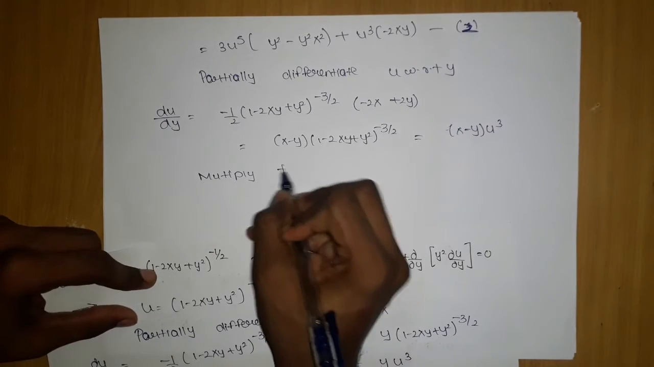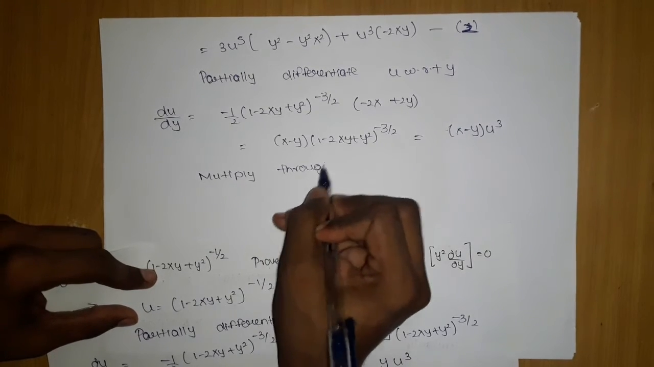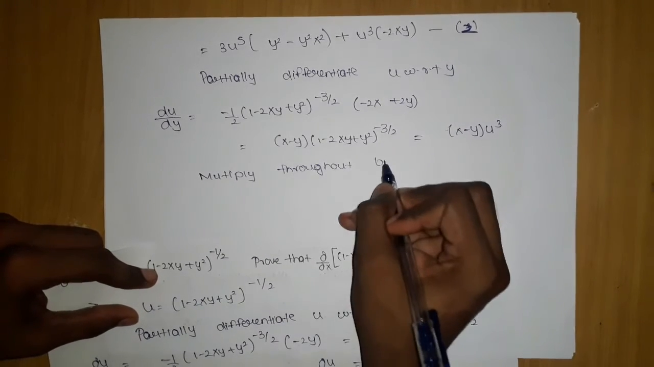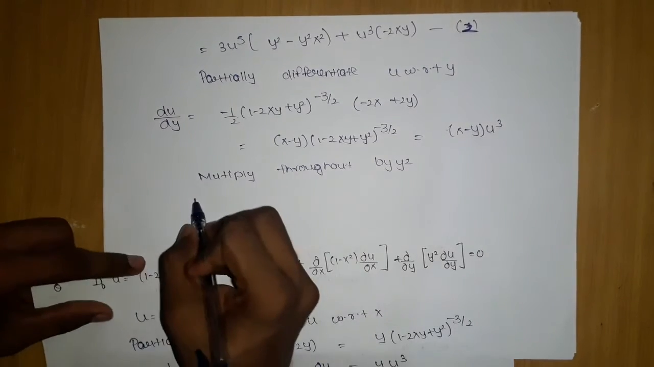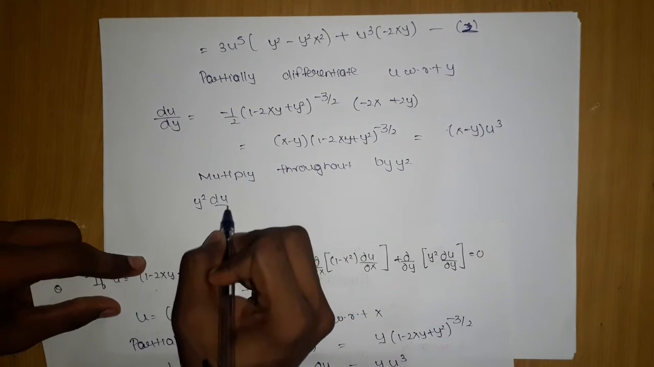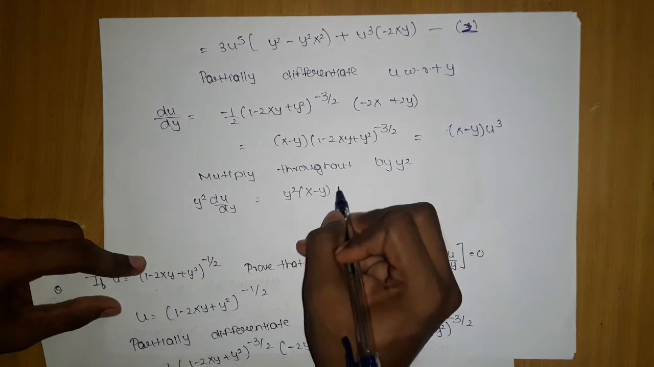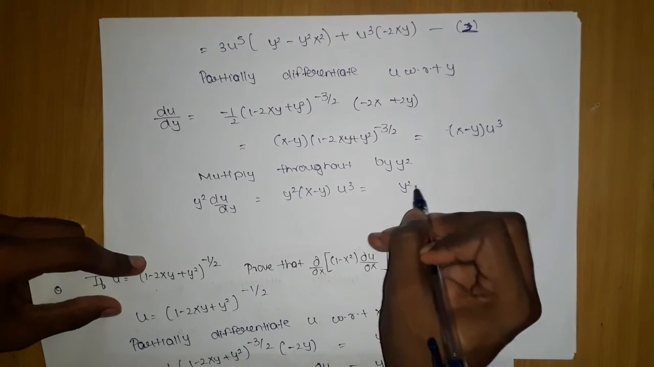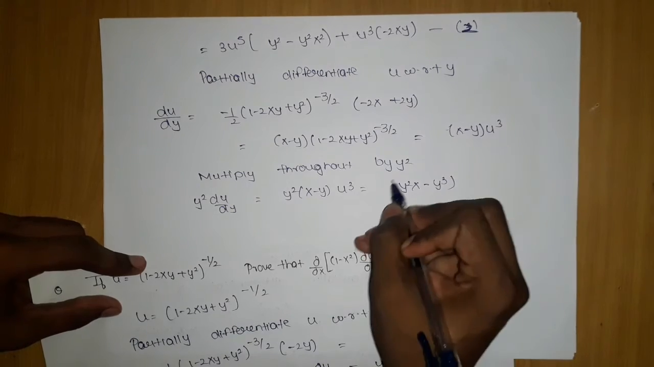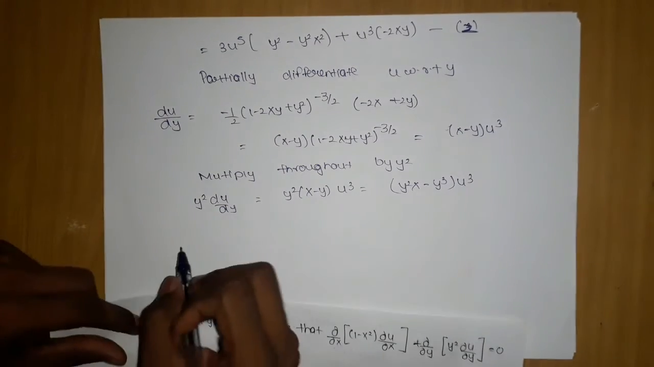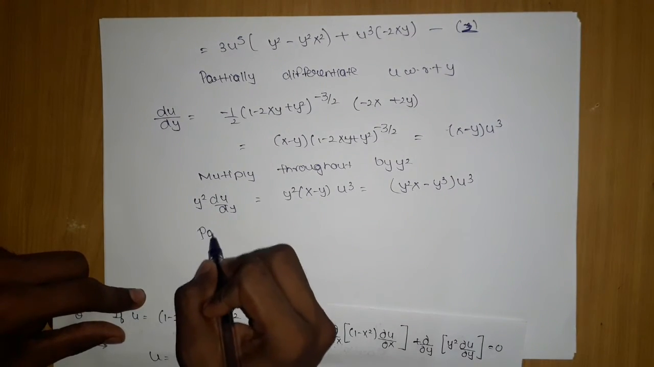Multiply throughout by y square. You get y square ∂u/∂y. Here y square into (x minus y) into u cube, giving you finally (y square x minus y cube) into u cube.